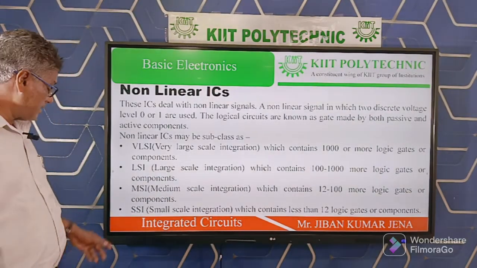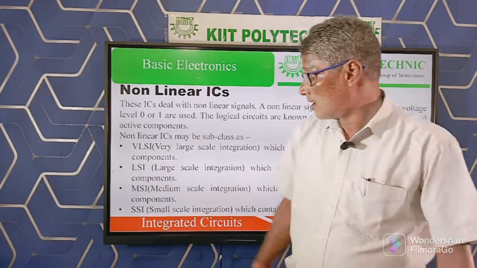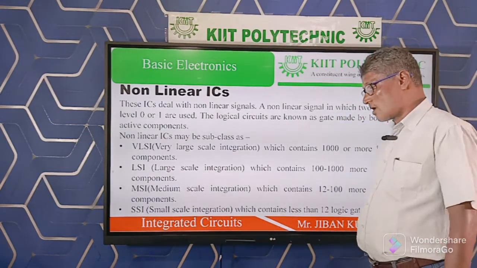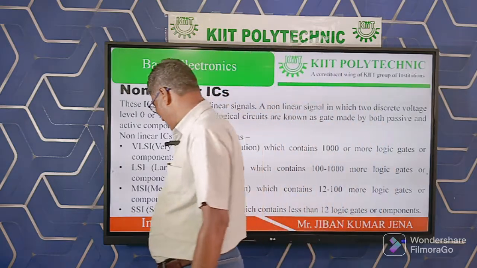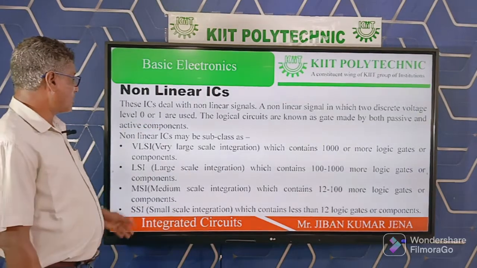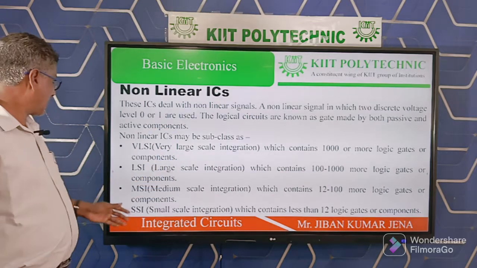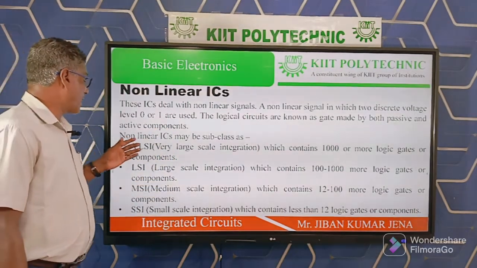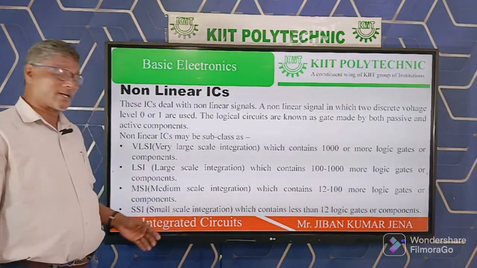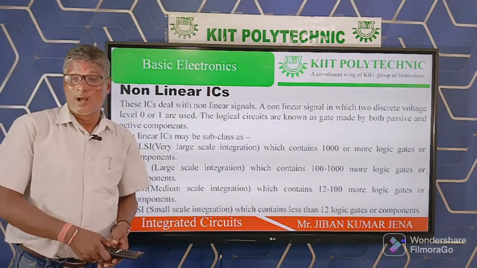Then last, that is SSI type IC or small scale integration type IC, which contains less than 12 logic gates or components. It is the minimum in the case of small scale integration type IC. So in this way, the non-linear or digital IC can be classified into four types: VLSI, very large scale integration, LSI, large scale integration, MSI, medium scale integration, and SSI, that means small scale integration type IC.